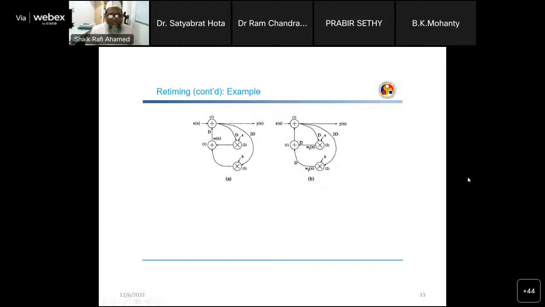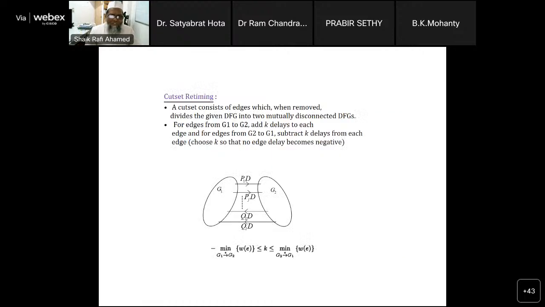Again, here also, similar to pipelining, if I take a complex system, how to choose these delay locations without changing the functionality? One important point is you have to make sure that the functionality remains the same. So that is a difficult task. That is why, if I take a complex system, here also I have some rule to place these delays, where the delays have to be placed and where the delays have to be removed. For that we will follow some sort of cut set retiming, like cut set pipelining.